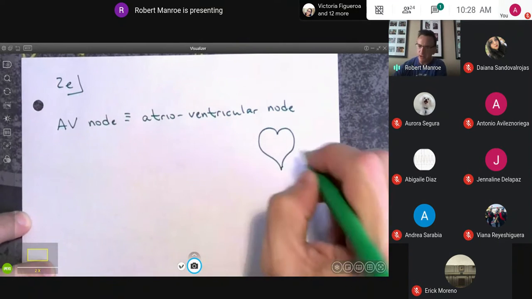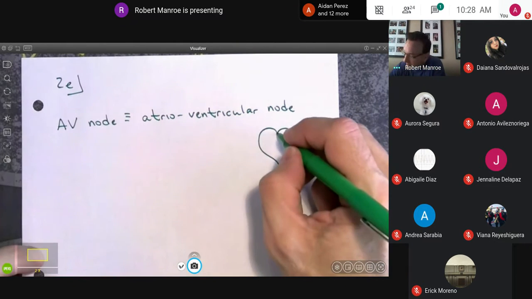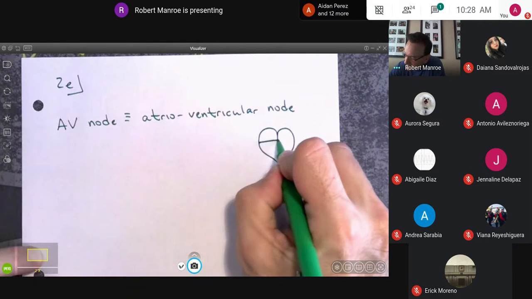which I still don't know why we draw hearts like this, because the heart isn't shaped like that at all. But people draw it anyway.